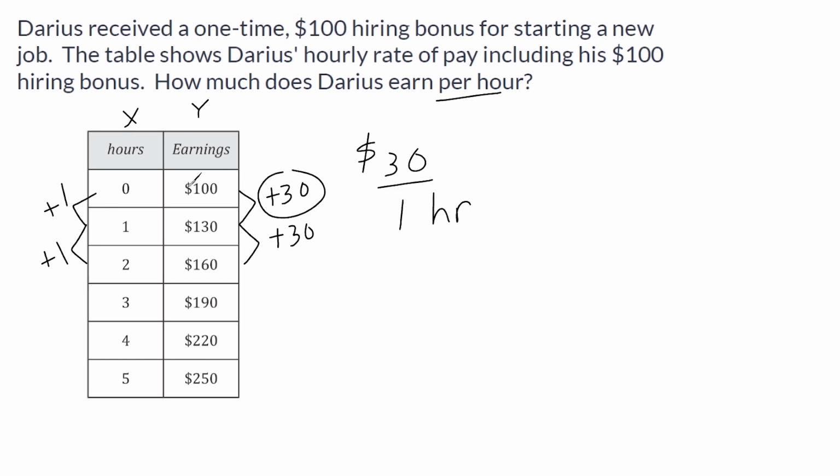Now, the reason that the first entry is $100 for 0 hours is because without even working any hours, Darius received $100 for a signing bonus. And then from that point on, he was adding $30 more to that $100 that he started off with. All right, let's go to the next problem.